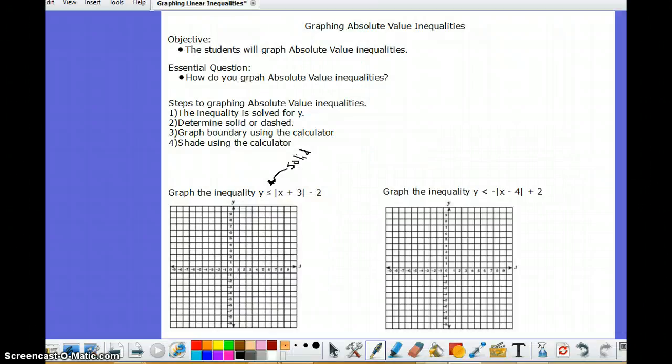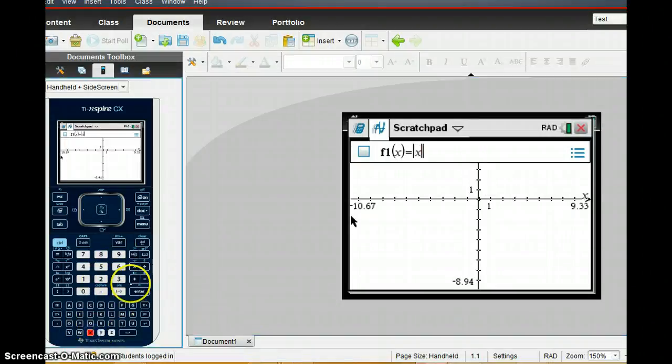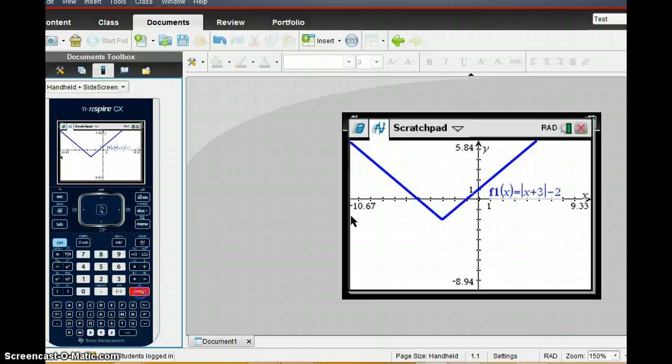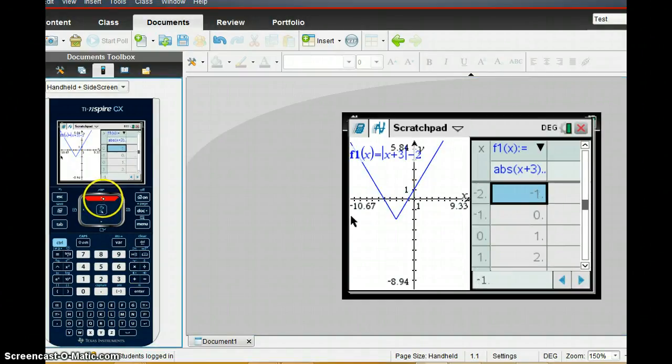So we have x plus 3 inside. So I want x plus 3 inside the absolute value. Outside the absolute value is minus 2. So now we're going to hit enter. There's our absolute value graph. Okay? I want some points. So control T gives me that. Now, I need to find out where that vertex is. Where is the bottom of that?